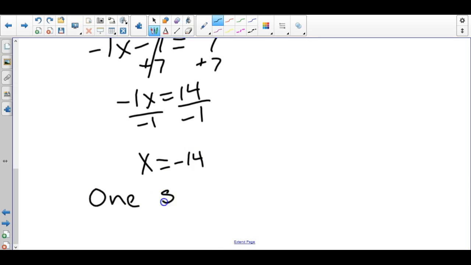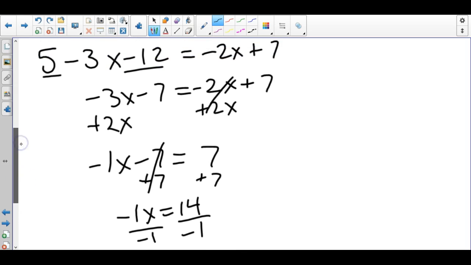This would be considered one solution. The only number you could plug in and make this work would be negative 14. I do want to point out that 0 is a possible solution. You can have an answer of 0.